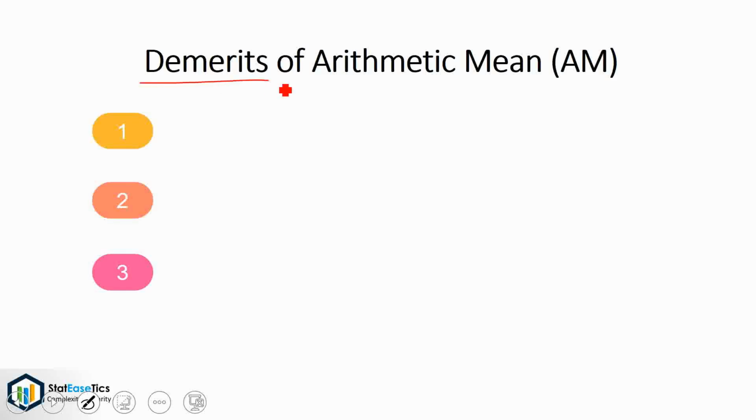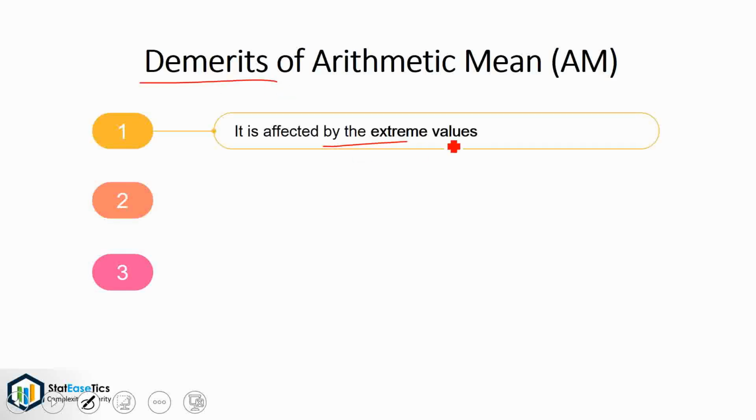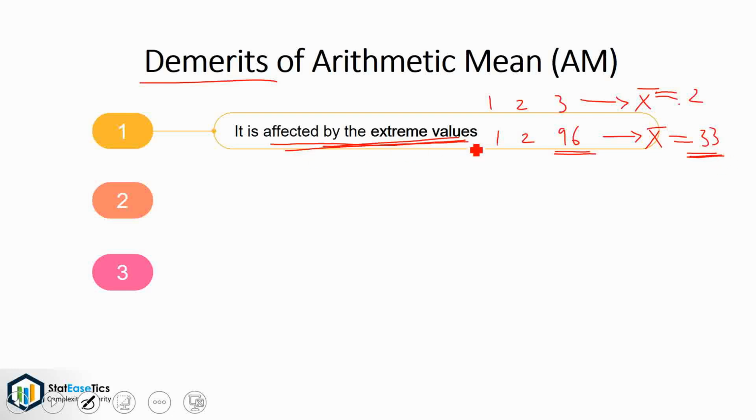Let's see its demerits. It is affected by extreme values. For example, if we have a data set with observations 1, 2 and 3, then its arithmetic mean is 2, right? And then taking the data set with 1, 2 and 96 as the observations will give the mean 33. So as we can see here, 96 is the extreme value which affects the arithmetic mean. So it is affected by extreme values.